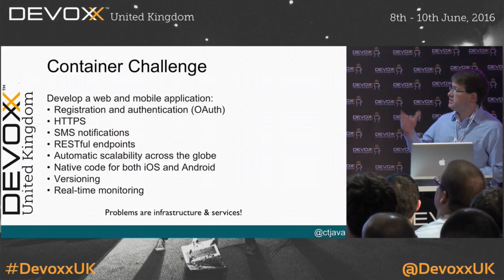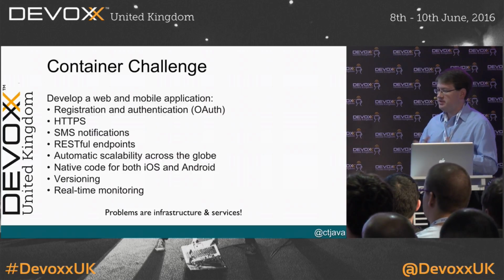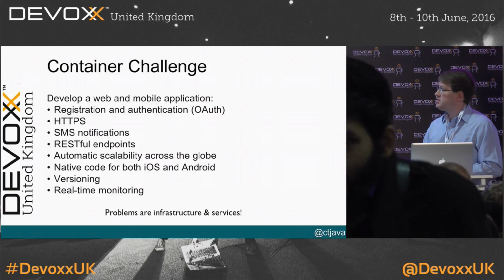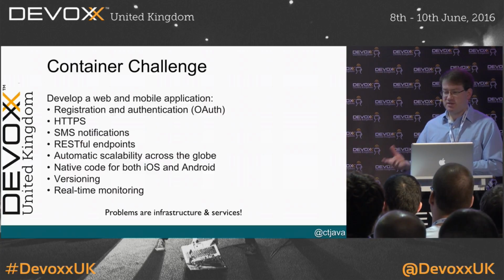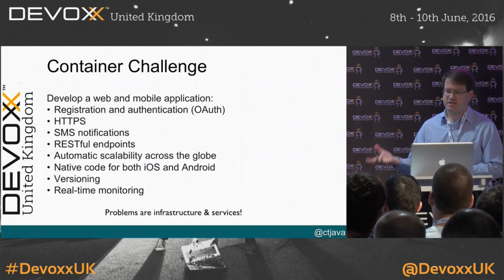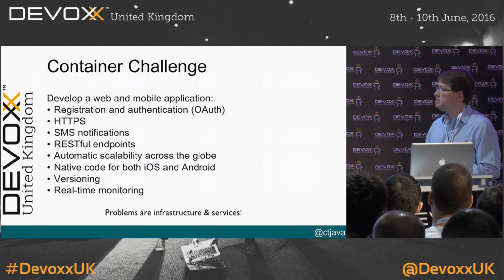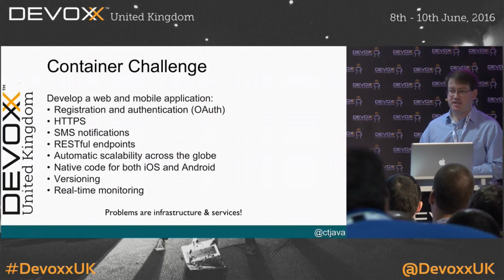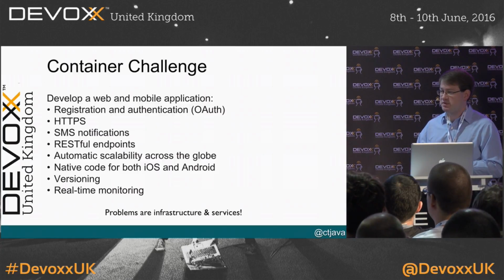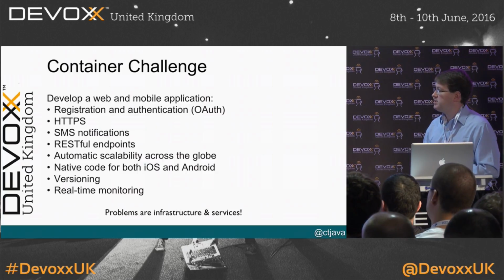So the challenge I pose to you for developing a traditional Java EE application is to develop a mobile backend that handles registration and authentication of new users using OAuth, going against Amazon, Facebook, and Google. Having built-in support for HTTPS so that it scales up, and having multiple sites around the world that can handle your application.